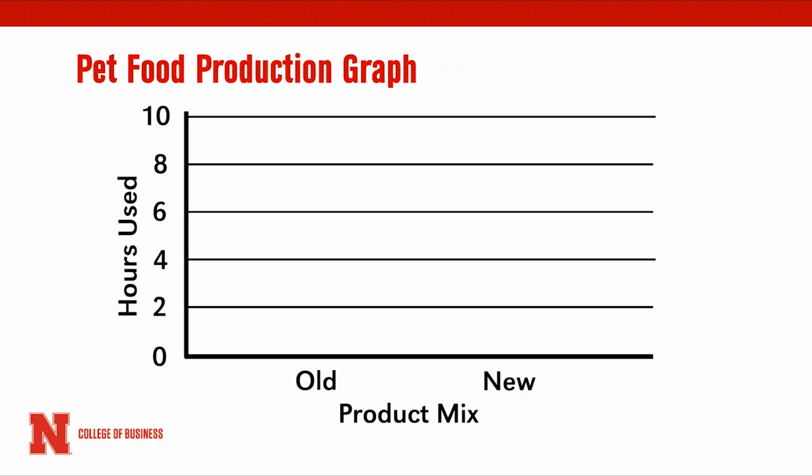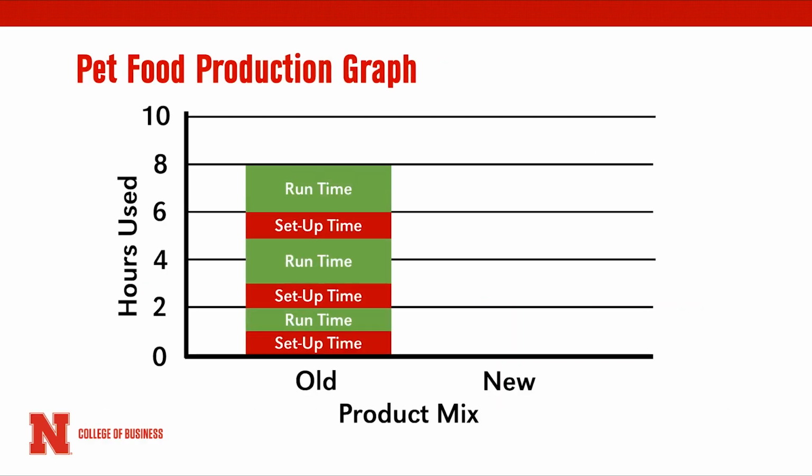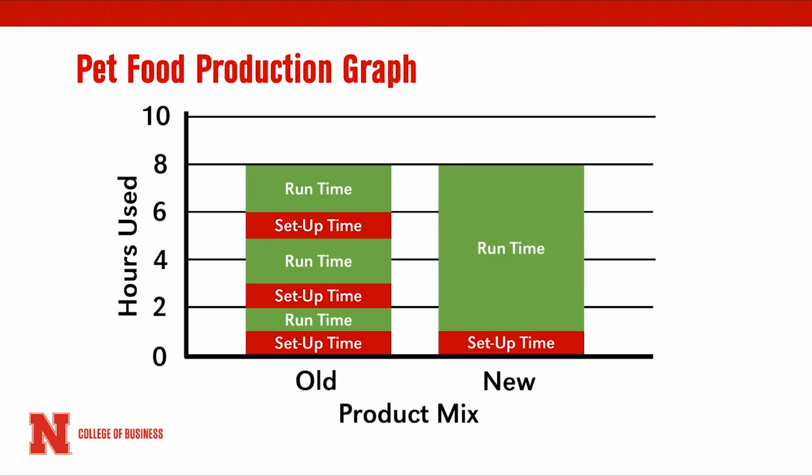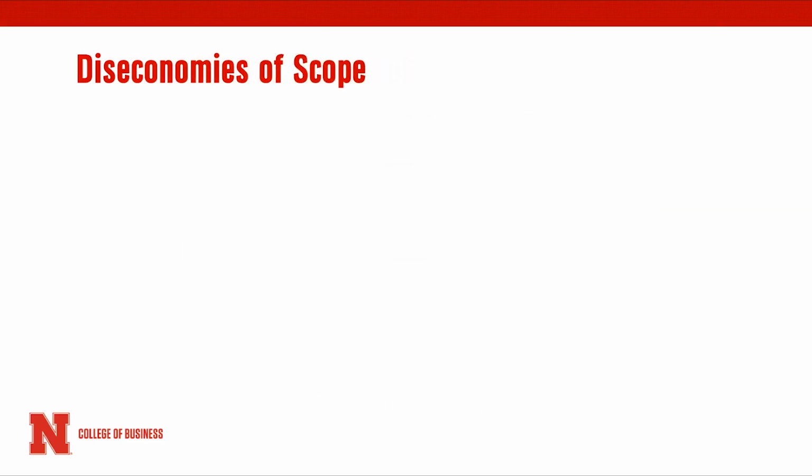If we look at the pet food production graph, in the old scenario, they had a lot of downtime where they were setting up their equipment and preparing it for each of those many, many different formulas. The new scenario, where they had far fewer SKUs and far fewer different formulas, enabled them to run their machinery and production equipment for a much larger percentage of the 24-hour day.